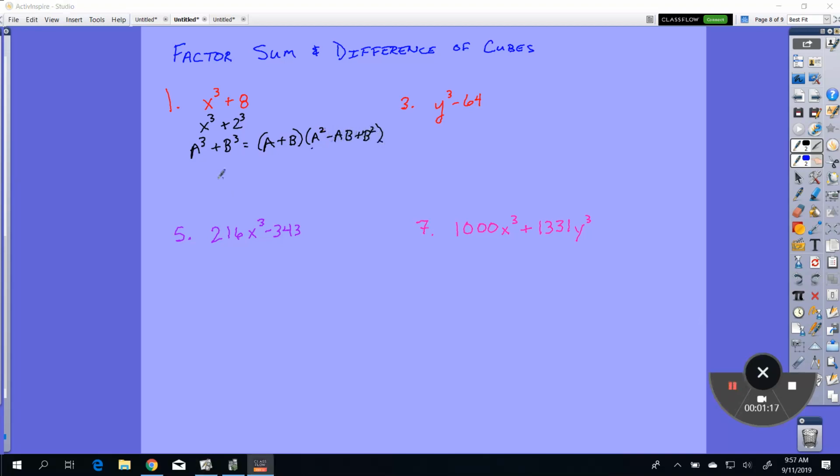Okay, so what goes in place of a? Replace all the a's with x, all the b's with 2. So now I come to my formula. There's an a, so it's going to be x. The b is going to be 2. So x times 2 is 2x, and then we have b squared. What's 2 times 2? 4. And that's my answer.